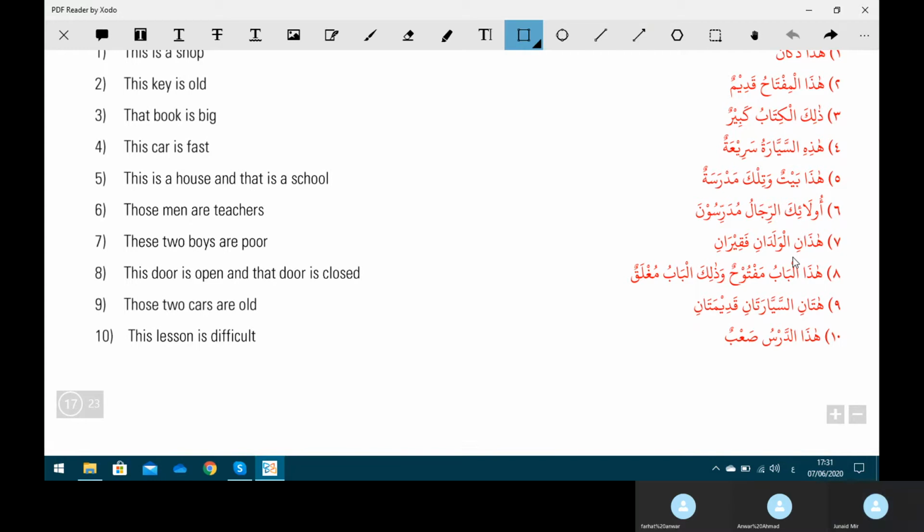mudarisuna are teachers. So mudarisuna is the correct one to use because men is three or more males. So you need a word that says three or more male teachers, not mudarisun. Mudarisun is one male teacher. Mudarisani is two male teachers. That still wouldn't be correct. And mudarisuna is three or more male teachers. So that would be the correct one to use.